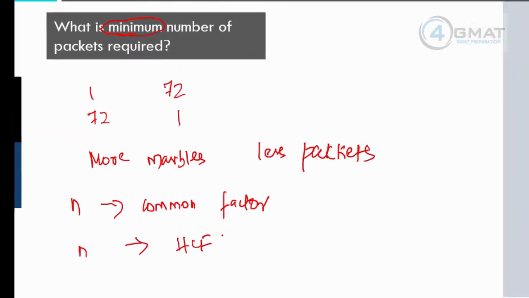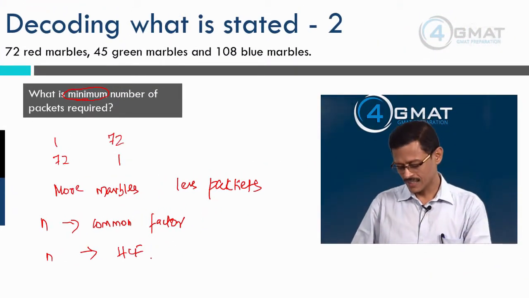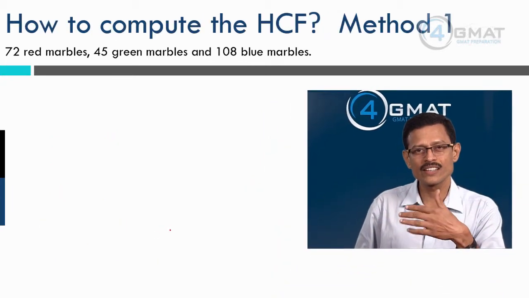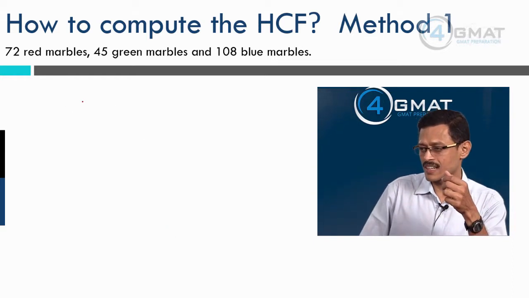Right. So now we have understood what we are going to do. The next step is the mechanics of actually finding the HCF. We'll just go about it. There are two ways of finding the HCF. The first one is what in my school days they used to call the L division method. So this basically starts this way.